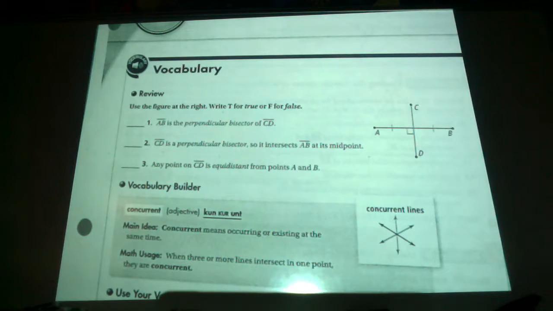So what do you think about number 1 is, and it's important that you know which is a perpendicular bisector and what's being cut. So there's a knife and there's the thing that's being cut. The knife is the perpendicular bisector. So number 1, segment AB is the perpendicular bisector of segment CB. True or false? I heard one answer. True or false? It is false. Why?